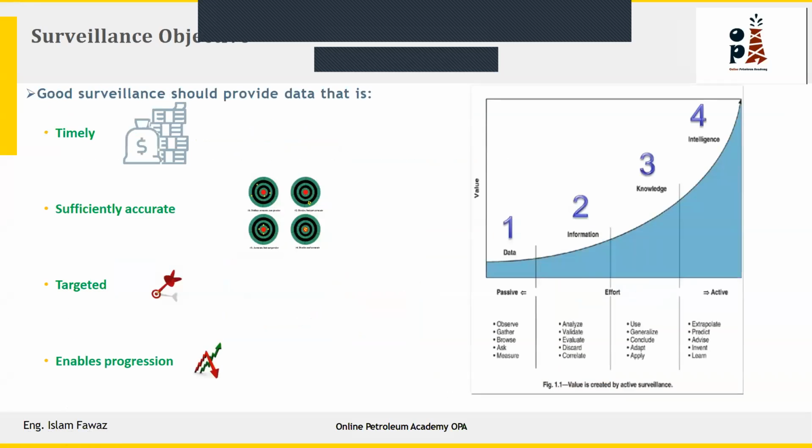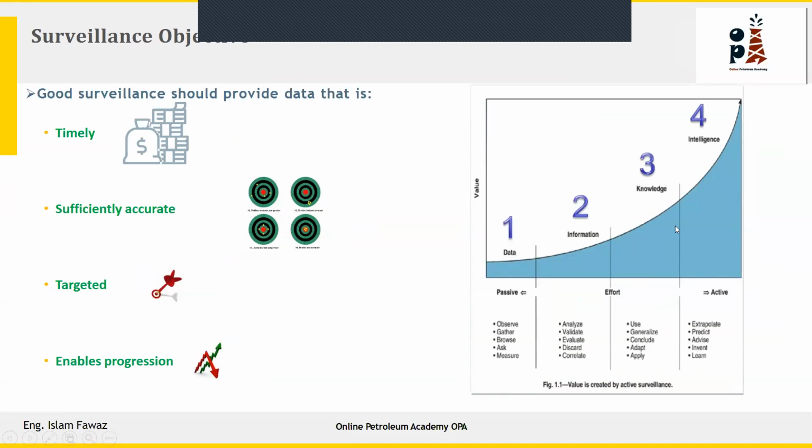Also, if you ask for surveillance, the surveillance should be timely, sufficient and accurate. If the surveillance is not sufficiently accurate, then why are we asking for the surveillance? It should be hitting the target because we invest big dollars. So we need enabled progression for the surveillance.